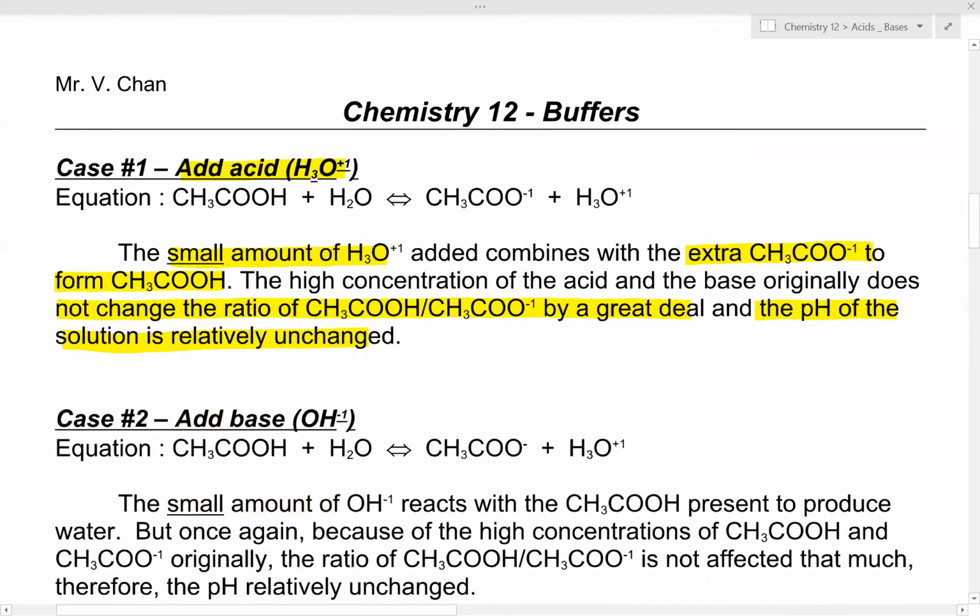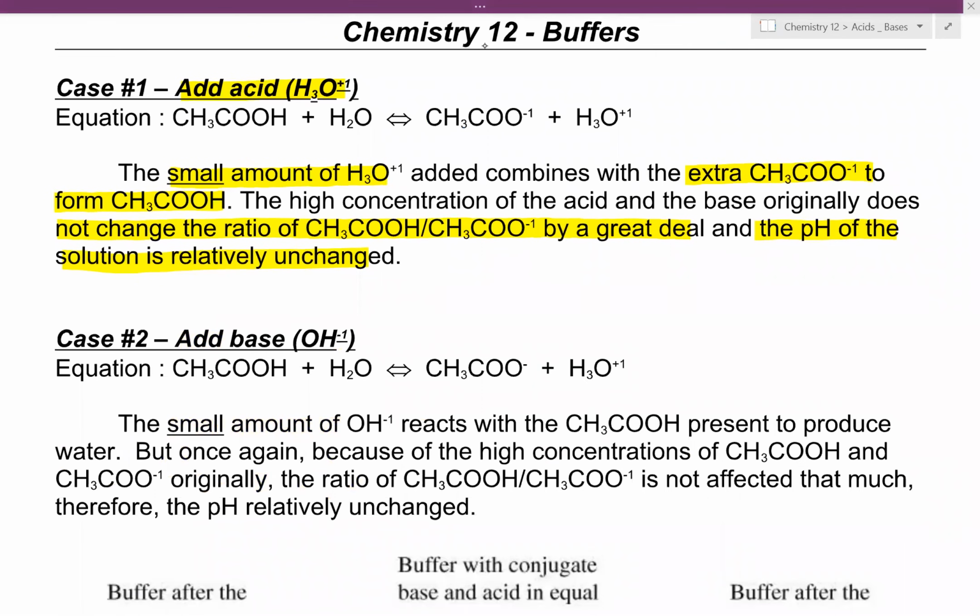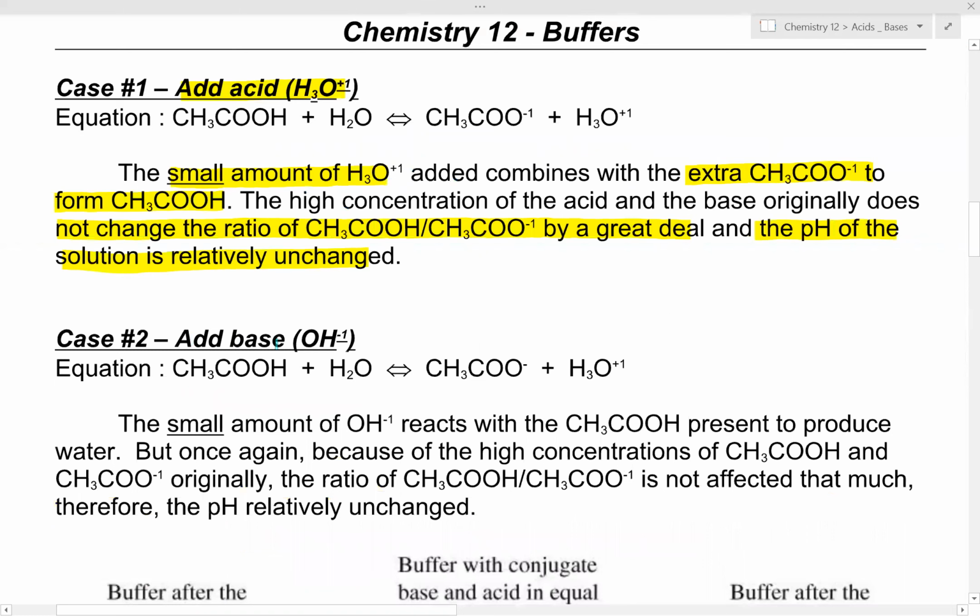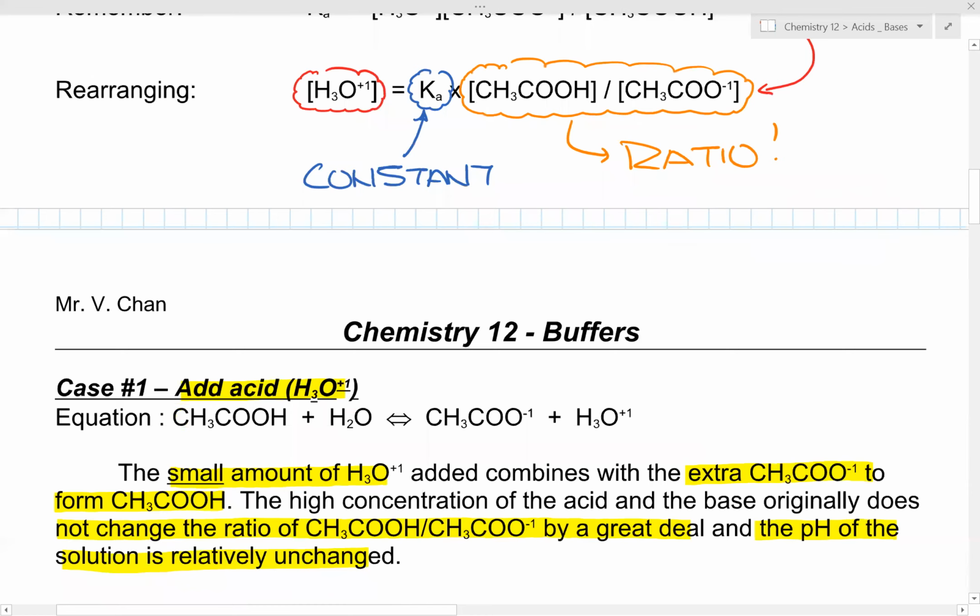Okay, same thing with the base. If you add OH-, what happens is the small amount of OH- reacts with the CH3COOH present to produce water. But again, because of the high concentrations of acetic acid and its acetate ion originally, the ratio between the two is not affected by that much, and therefore the pH is relatively unchanged. Okay, so again, it depends on the ratio of the ion and the acid.